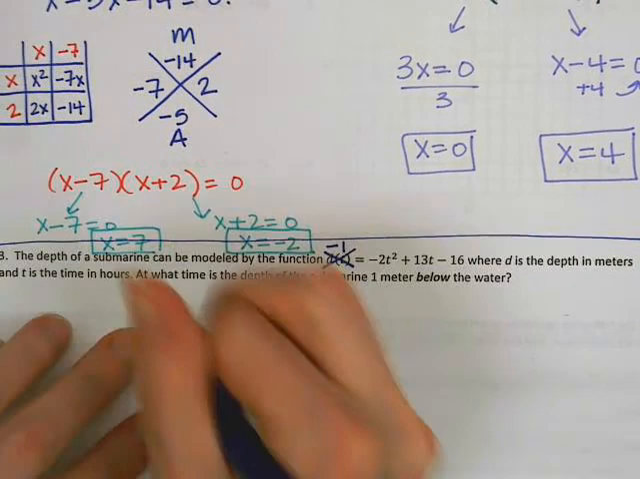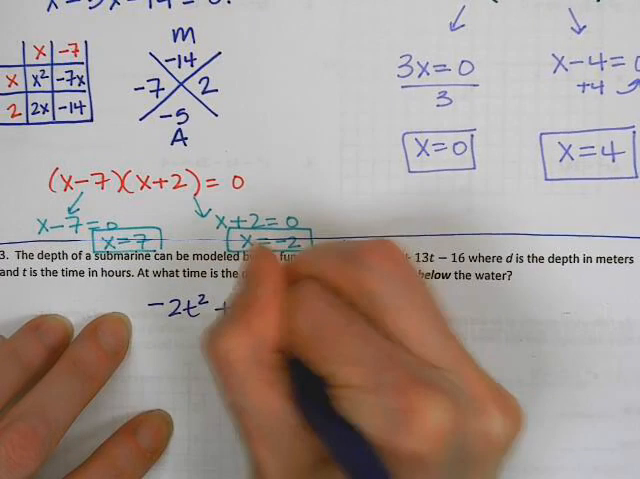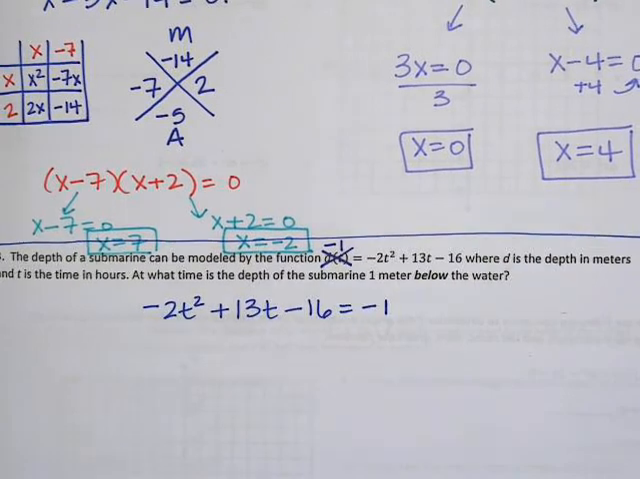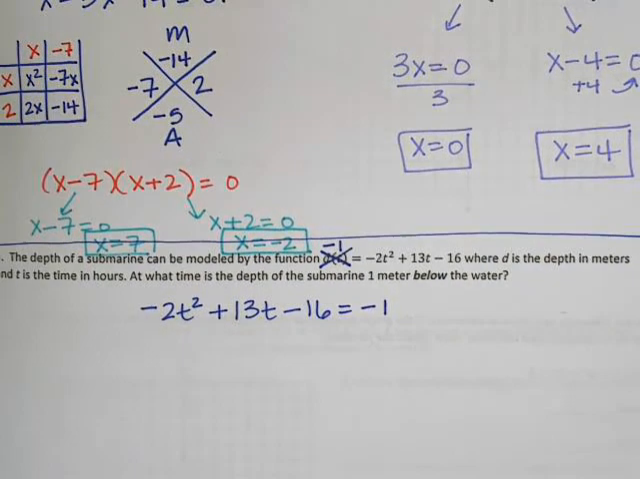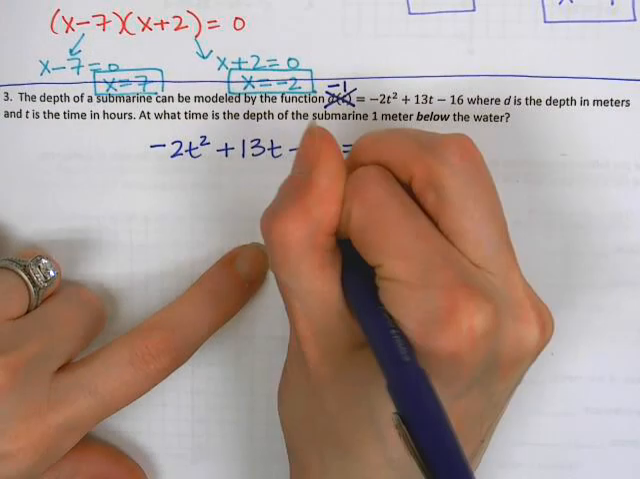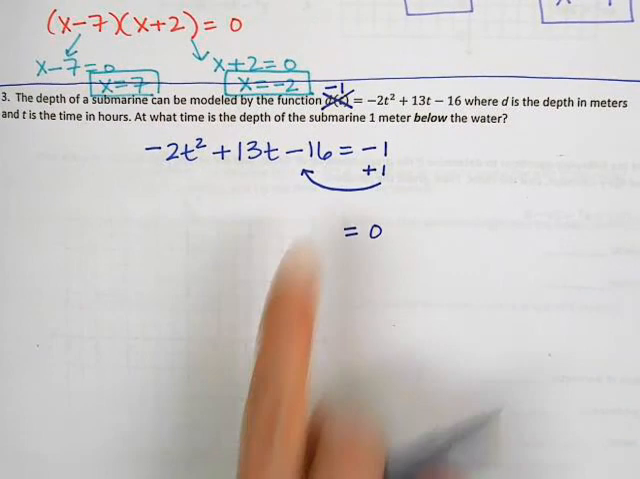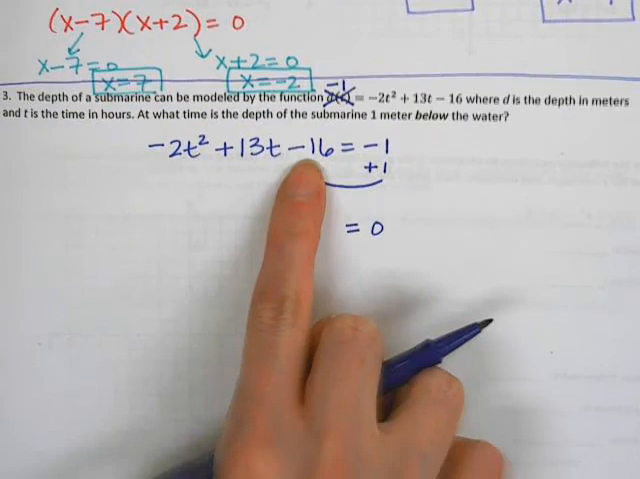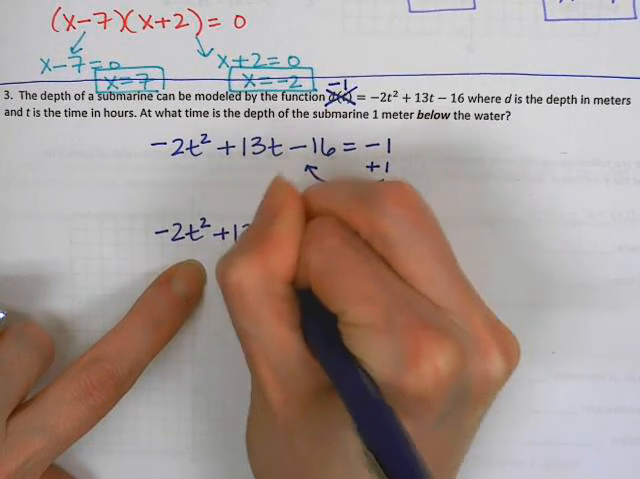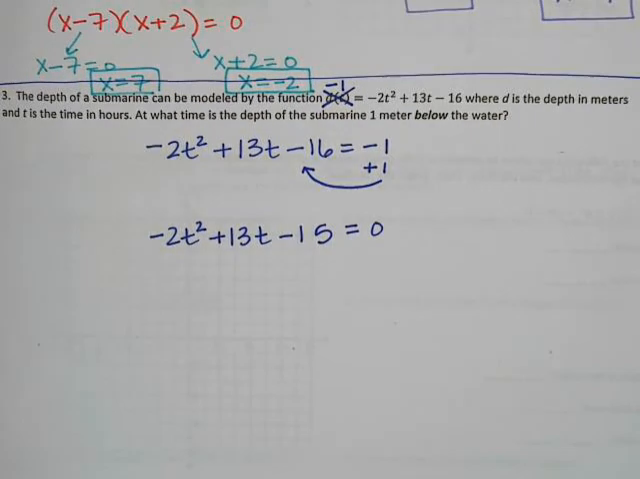Okay, so I'm going to write this out. It's negative 2t squared plus 13t minus 16 equals negative 1. But we're going to have to add the 1 over in order to have it equal 0. So if you add the 1 over to its like term, it's negative 2t squared plus 13t minus 15 equals 0.